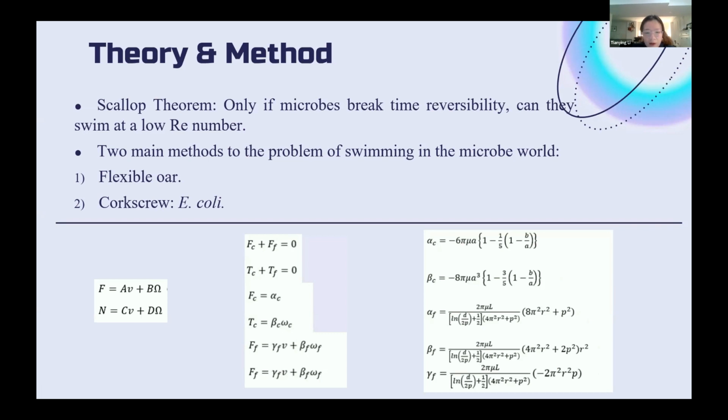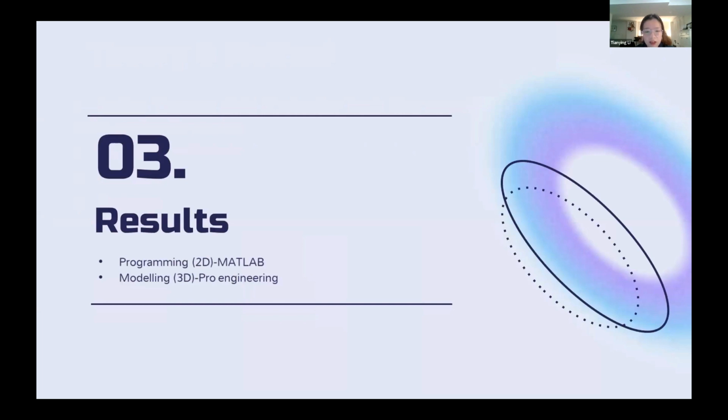The whole programming process was based on the equations presented in this slide. Matrices come in since everything is linear in a low Reynolds number environment. We also develop a mathematical explanation of the bacterial swimming speed with viscosity in linear polymer solutions. Then I'm going to talk about my results from the following two perspectives. The programming part was done in MATLAB, and the modeling part was done in Pro Engineering.